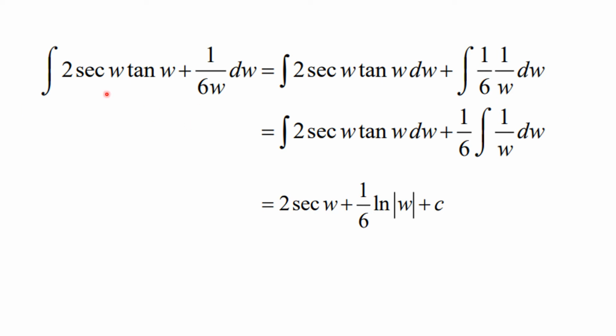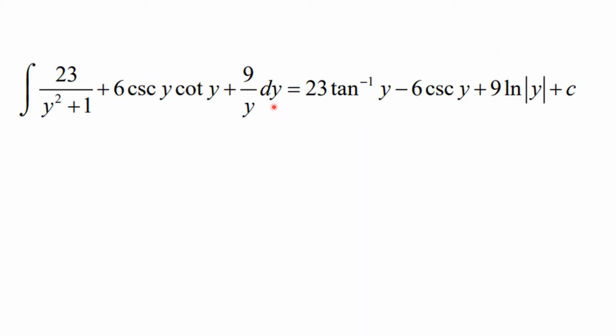Here's the next one. Again, we're going to do it term by term. So I can pull the 2 out here, and I will be integrating the secant w times the tangent of w with respect to w, and that's going to be the 2 secant w. Now here, I'm going to pull the 1/6 out, and now I'm integrating 1 over w dw, and that's going to be the natural logarithm of w, and then of course there's a c. Now this c is the sum of both of those c's, but since it's a constant, I can just do it that way, and c is as good as c1 plus c2.